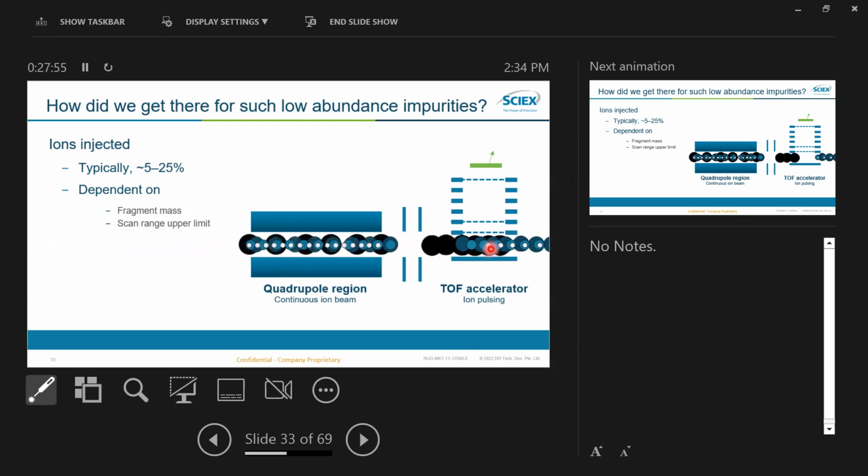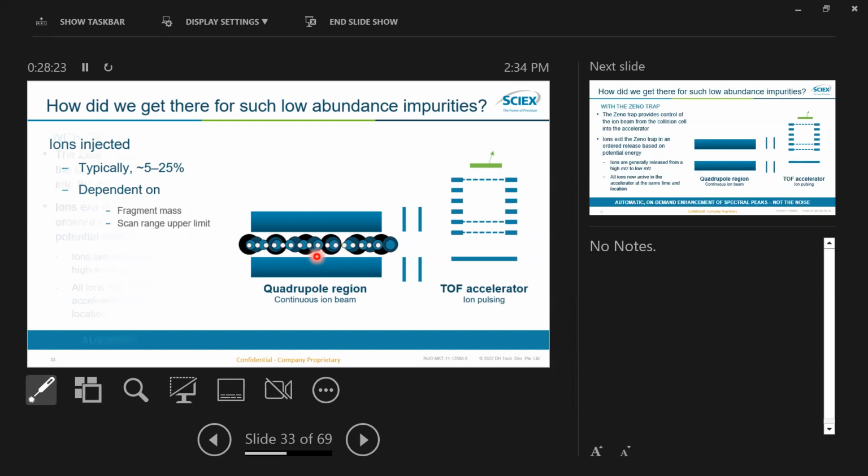Once they reach the time of flight region, a high voltage push is applied, and a slice of that ion beam is taken for mass measurement. During mass measurement, ions are still being generated, but they're not being sampled, they're being lost. This is the trade-off that you typically see with a high-resolution instrument, where you get high resolution data but you lose sensitivity.